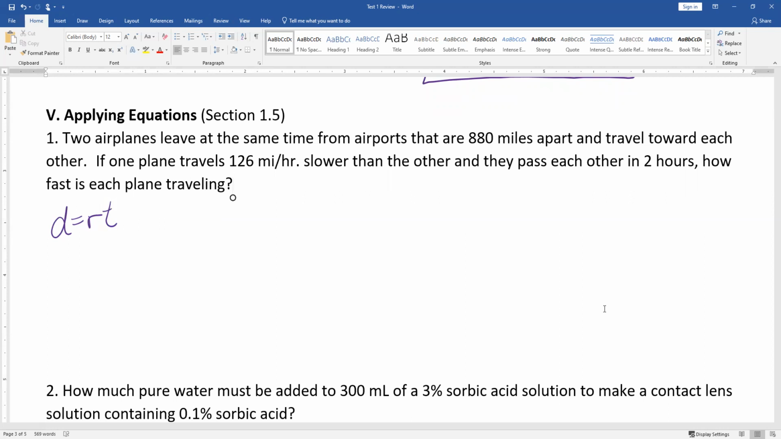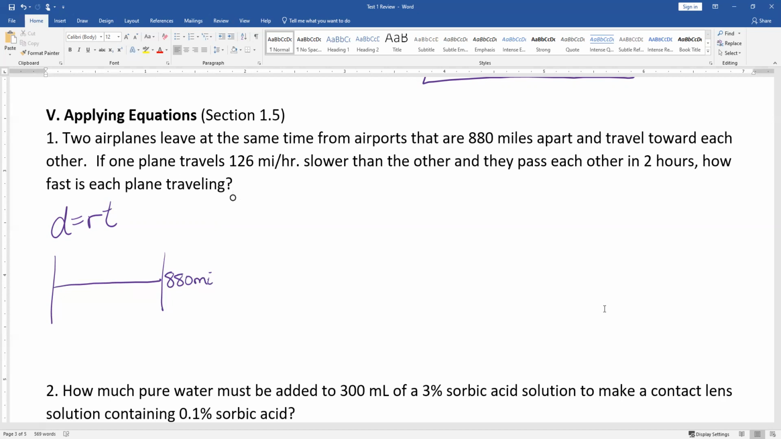Okay, so for this one, 2 airplanes leave at the same time from airports that are 880 miles apart. I'm not going to do the whole table thing, but I am going to do the diagram. So we have airport 1, airport 2. What's the total distance? Right, 880 miles gets us from airport 1 to airport 2. Now, 2 airplanes leave each of these airports.